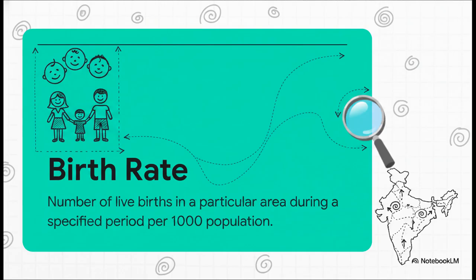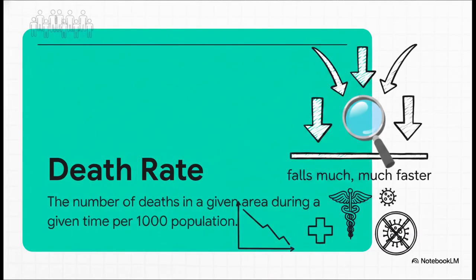First up is the birth rate. It's a simple ratio, the total number of live births in an area over a year, divided by the total population in thousands. Whenever you hear this term, I just want you to think live births per 1,000 people. That's it. It just gives us a standardized way to compare different states and countries, no matter how big or small their total population is. Similarly, the death rate is exactly what it sounds like, the number of deaths per 1,000 population.